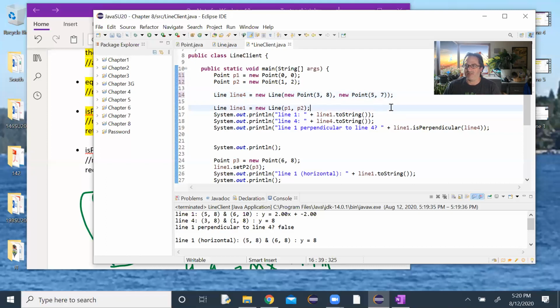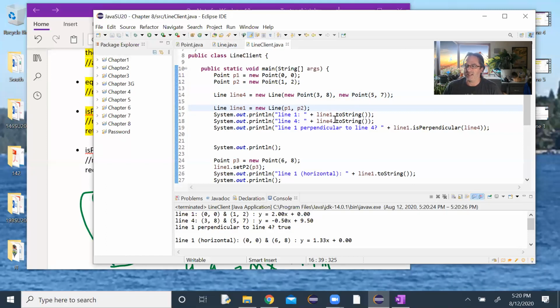So that line 4 will have a slope -0.5, and line 1 has a slope 2. We can see that when we print them out. Line 1 has slope 2, line 4 has slope -0.5. They are perpendicular. Okay, so that function is working. Our client has tested it all the way around, so we're good to go there.